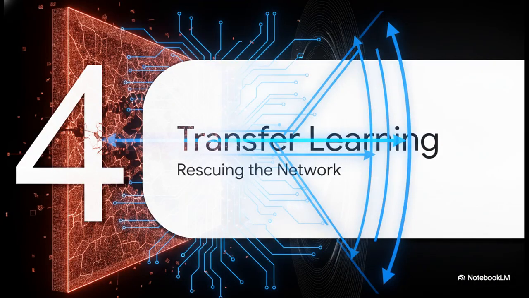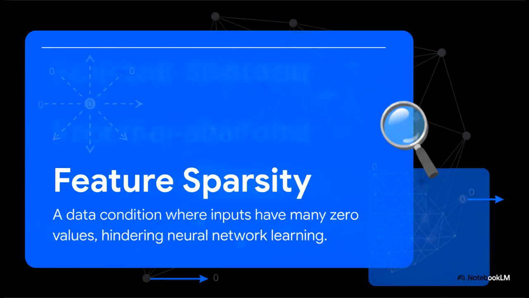Section 4. Transfer learning for sparsity, rescuing the network. Now, despite having that robust architecture, the network initially hit a total brick wall when tackling the cyclic loading data. And the culprit? Feature sparsity.